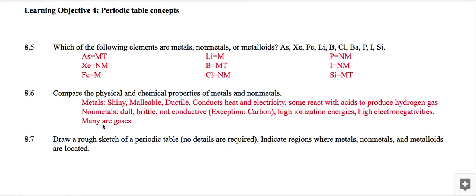Nonmetals are essentially the opposite: dull, brittle, not conductive. Carbon is super important, especially for the future use of things like carbon nanotubes. Nonmetals have high ionization energies and high electronegativities, and many of them are gases. One of them is a liquid.